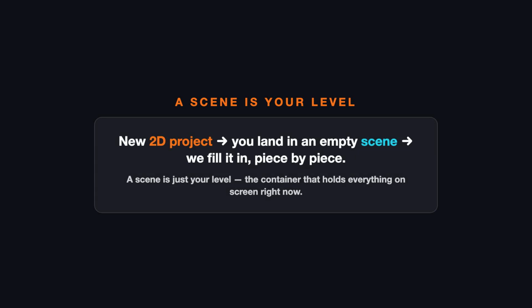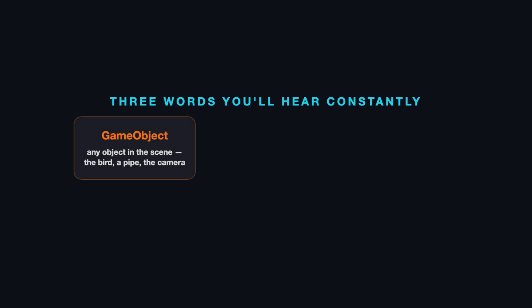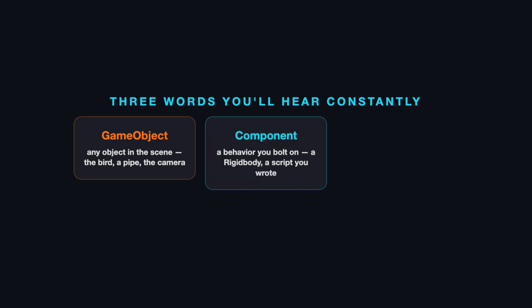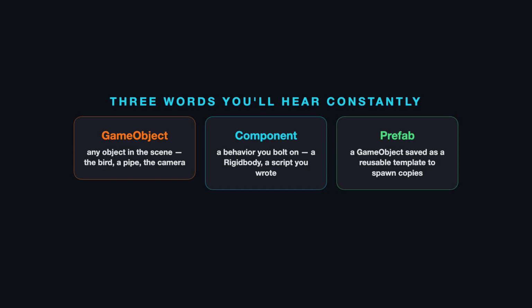Create a new 2D project in Unity Hub, and you land in an empty scene. A scene is just your level, the container that holds everything on screen right now. 3 words you will hear constantly. GameObject, Component, and Prefab. A GameObject is any object in your scene, the bird, a pipe, the camera. A component is a behavior you bolt onto a GameObject, like a rigid body for physics or a script you wrote. And a prefab is a GameObject saved as a reusable template, so you can spawn 100 copies from one blueprint.